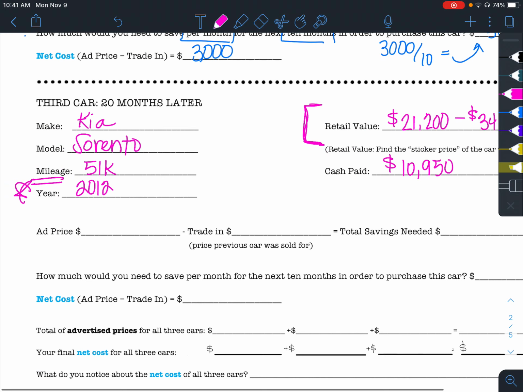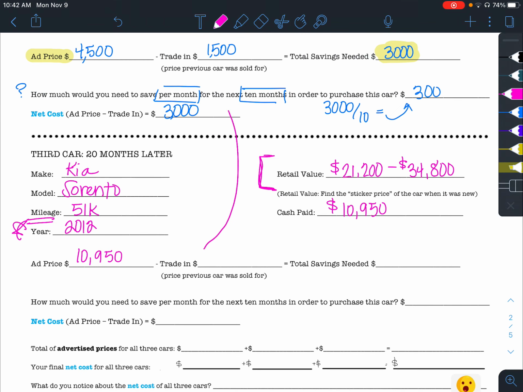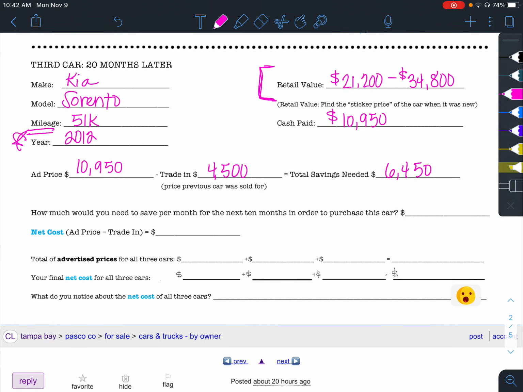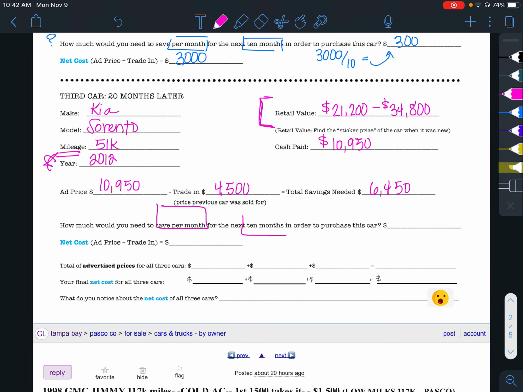And then these blanks are what we saw on the last. So my ad price, $10,950. And my trade-in, the price, not my net cost, sorry, my ad price for the previous vehicle, means I need to save for this new car $6,450. So my last couple blanks, how much would you need to save per month for the next 10 months? So I'm going to take $6,450 and divide by 10, which ends up being $645 a month.